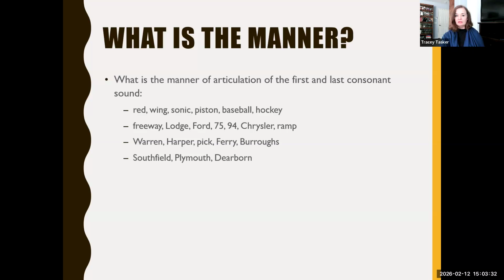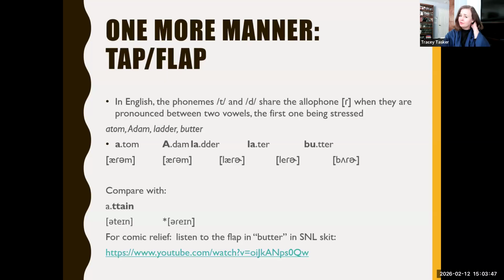Okay, so if you want to do this now, you can pause the video or you can do it later to get some practice in identifying the manner for the first and the last consonant in these rows. Okay. One more, which looks like an R. In fact, I made the mistake when I was reading it before, but it is not the letter R sound, it is the flap. So the flap, we often hear it in the medial position of words. So for example, like in the word butter, it's a very quick sound.